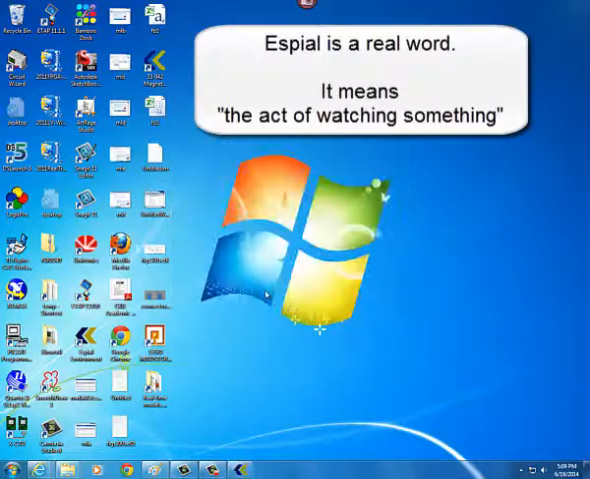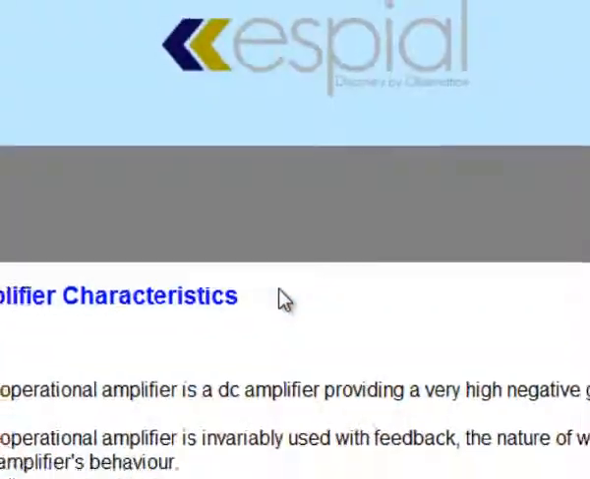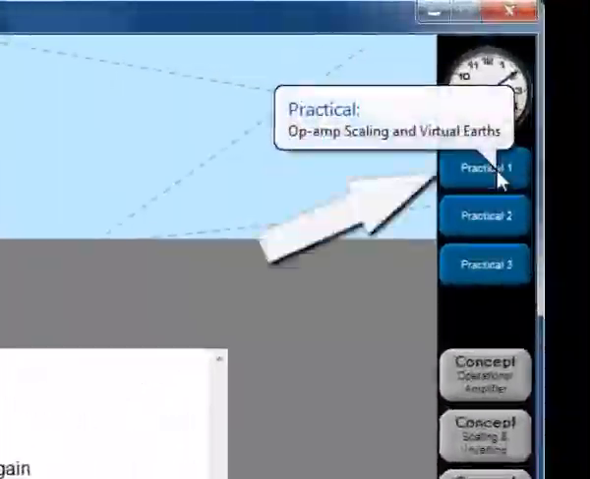Espial is a real word. It means the act of watching something. That's the exercise. Practical number 1.